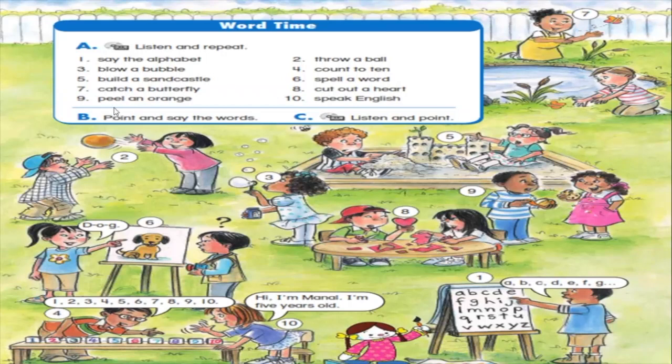9, peel an orange. اهو زي ما احنا شايفين قلنا بيقشر البرتقالة. Peel an orange. And number 10, speak English. بالظبط بيتكلم English. طيب, that's what we had to do today, go through the conversation time and the word time.